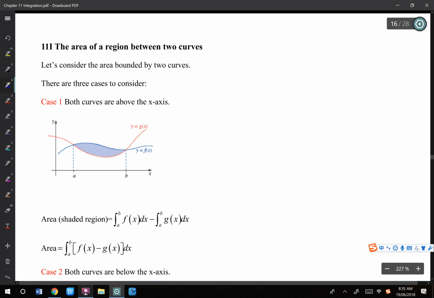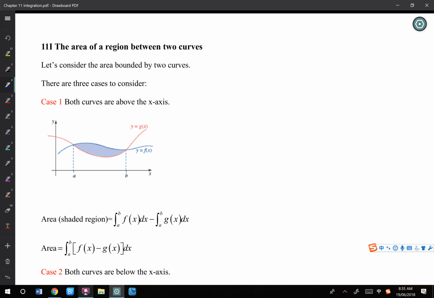So yesterday we talked about the area under the curve bound by the x-axis and two vertical lines, to say that's the area we want. Today we talk about the area in between two curves. Okay, so you have one curve and another curve. They can have intersections and they will form an area between the two curves.